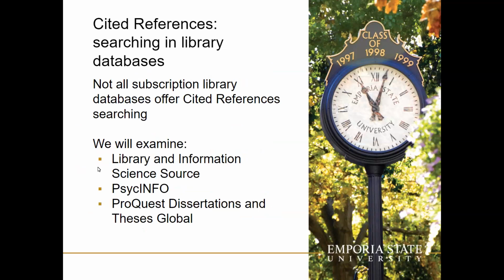Now, not all library databases and not all sources offer the flexibility of looking for cited references. But if they do, this is one way that you can actually get started and then find again, maybe different works that have been cited a number of times and then track those down and read those and seek those out. So in this next part of our video, we're going to be looking at 3 library databases in terms of cited references searching: Library and Information Science Source, PsycInfo, and Dissertation and Theses Global, which is from a source called ProQuest.